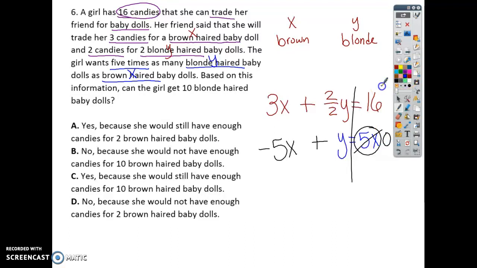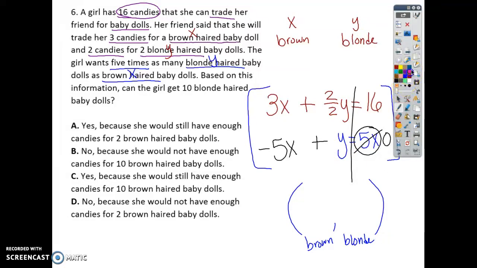So go ahead and put this in matrix. We have 3, 2 over 2, 16, negative 5, positive 1, 0, and get your answer. Okay, so when you put that in matrix, you're going to end up with the x's first, which is the brown hair. So I like to write it down so I know what I'm looking at. And then the second number you get is going to be your y's, which is the blondes.